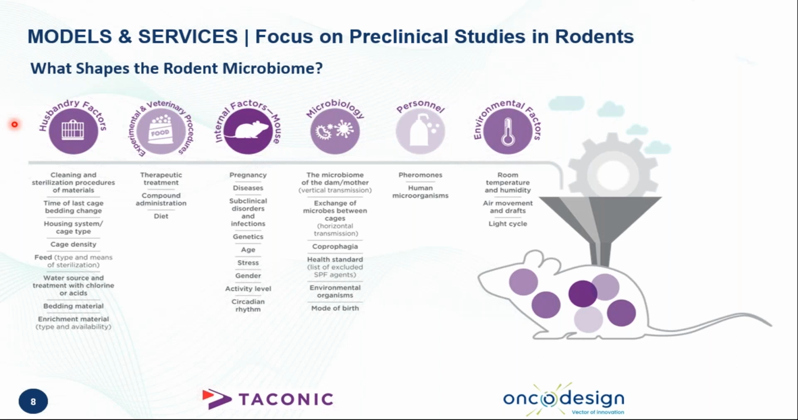But in this case, I'd like to start with the leftmost column, which is the column of husbandry factors, because environmental influences are critical towards influencing the microbiota status of rodents. Environmental influences such as sterilization and cleaning procedures of the cages, but also sources of the water, the diet, the bedding, as well as enrichment material. So this is key. Sometimes we overlook these factors.